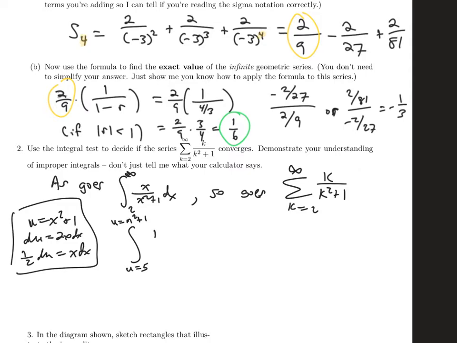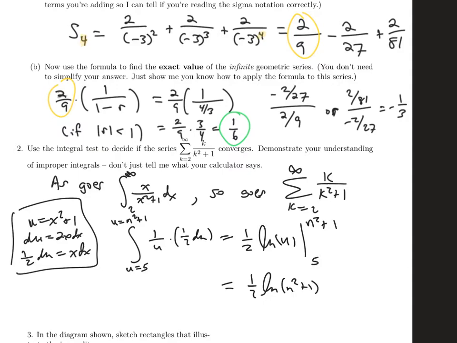And the most important thing is I have 1 over u times x dx, and x dx is 1/2 du. So that 1/2 will factor out. The antiderivative of 1 over u is log of u, and I'm evaluating that from 5 to n squared plus 1. And so I'll have 1/2 times the log of n squared plus 1 minus log of 5. The value of the improper integral is going to be the limit of that as n goes to infinity.